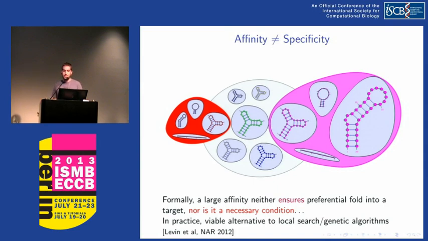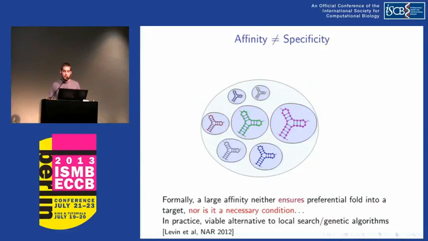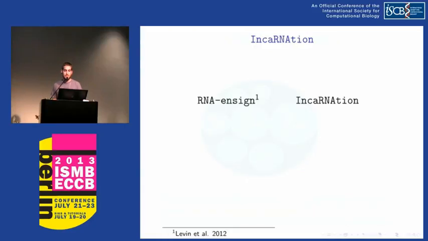So this is a problem, but in general, it is a viable alternative to the local search and genetic algorithm, and it works relatively well, so it can be used later on. So it's a good idea. So this doesn't come from nowhere. It was developed by Levin et al. in 2012, what they call RNA Design, which was a proof of concept that global sampling could work.